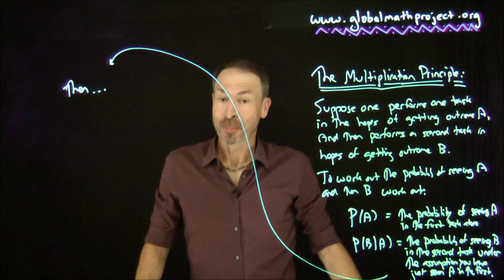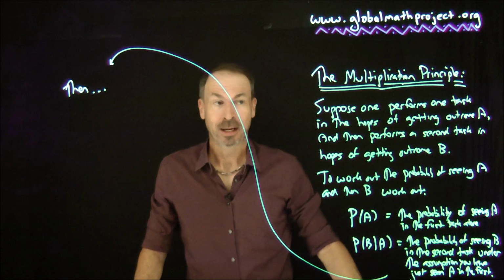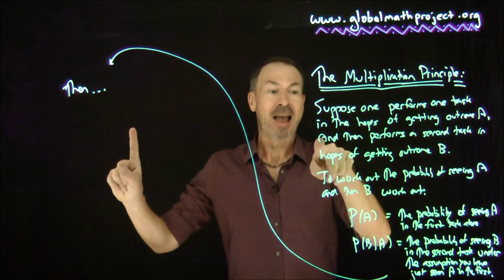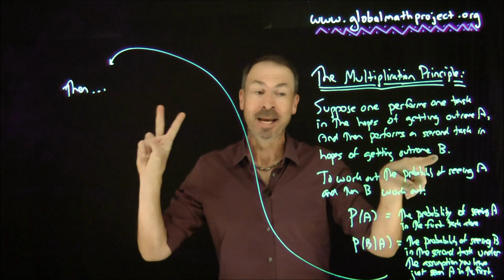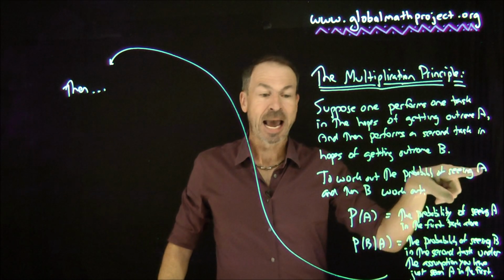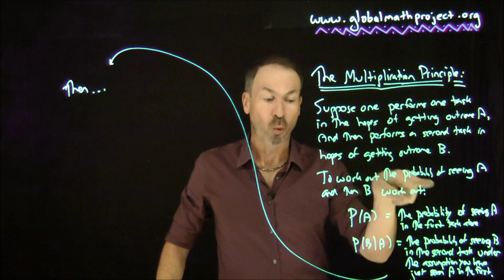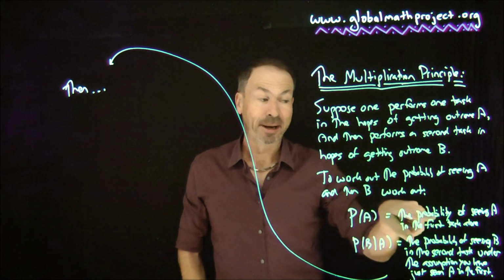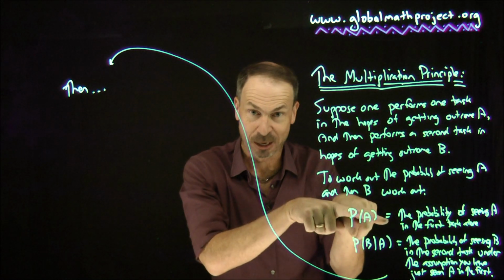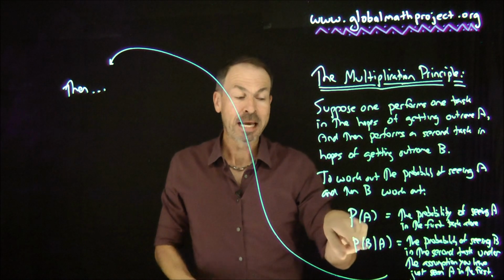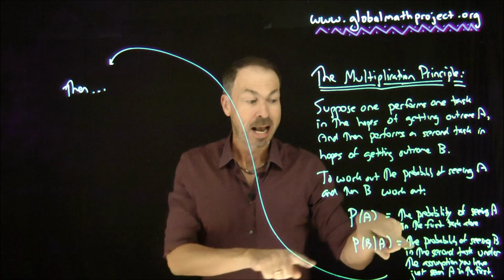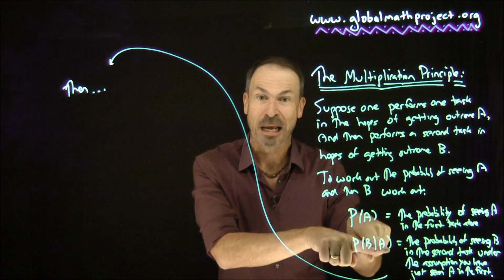Okay, so here's the general multiplication principle in probability theory. Suppose one performs one task in the hopes of getting outcome A, task number 1, and then performs a second task in the hopes of getting outcome B. Two tasks, so a double-barreled experiment. To work out the probability of seeing A and then B, do the following. Work out P of A, the probability of seeing A in the first task alone. Just do the first task and we'll get the chance of seeing outcome A. And then do P of B given A, which is the probability of seeing B under the assumption you've just seen A in the first task.